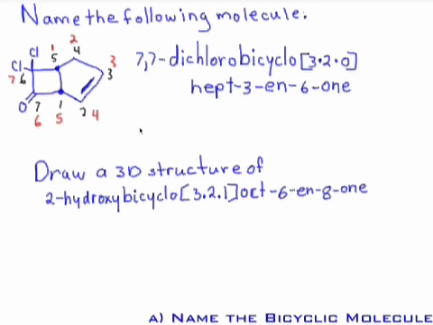So there you have it. 7,7-dichlorobicyclo[3.2.0]hept-3-en-6-one. Okay. The second question states: draw a 3D structure of 2-hydroxybicyclo[3.2.1]oct-6-en-8-one.